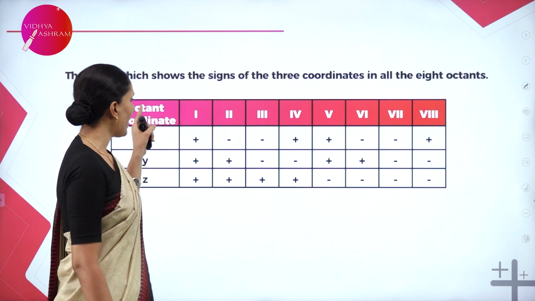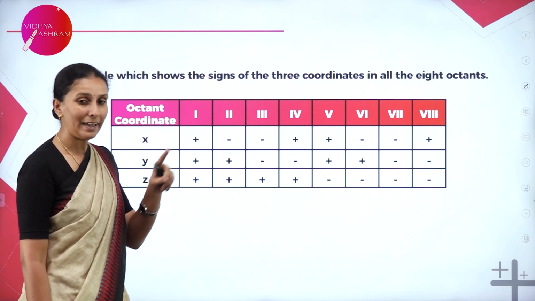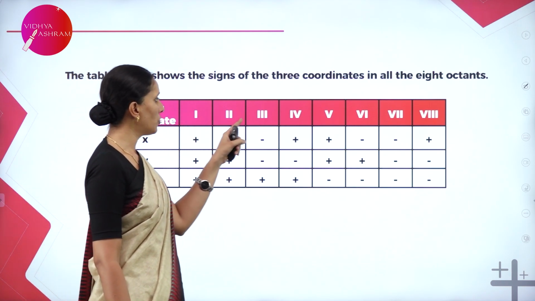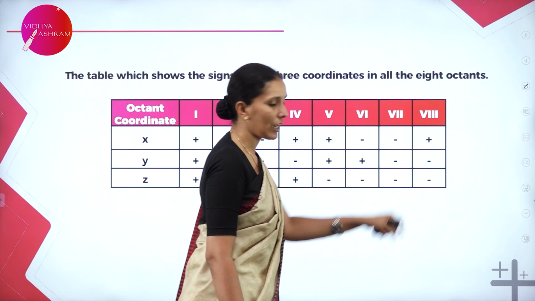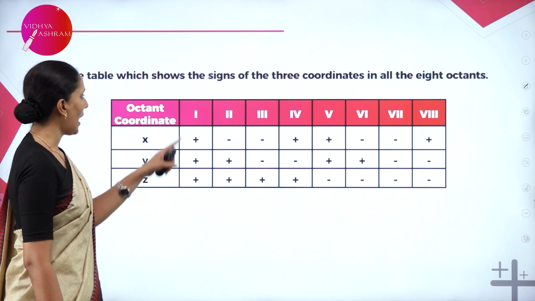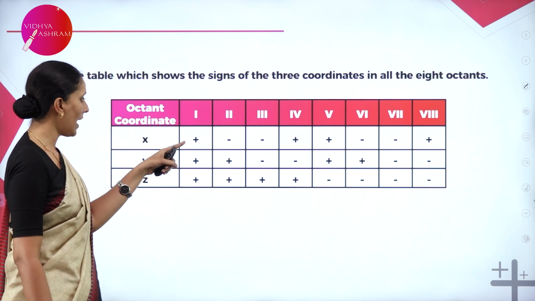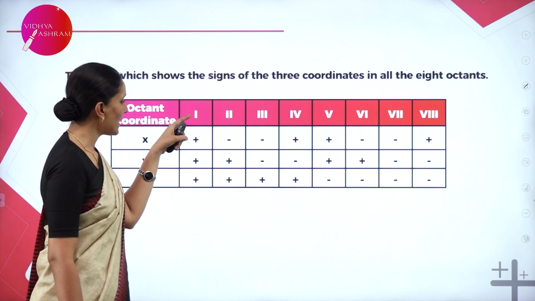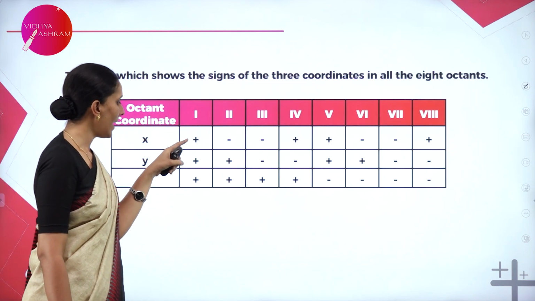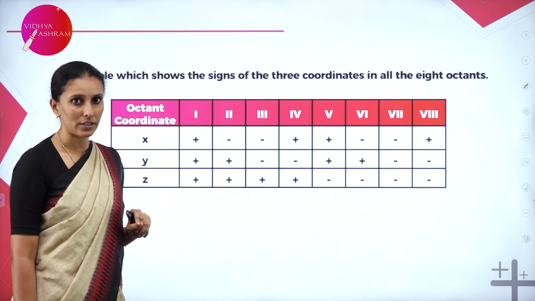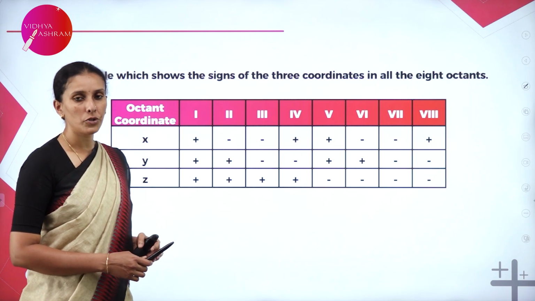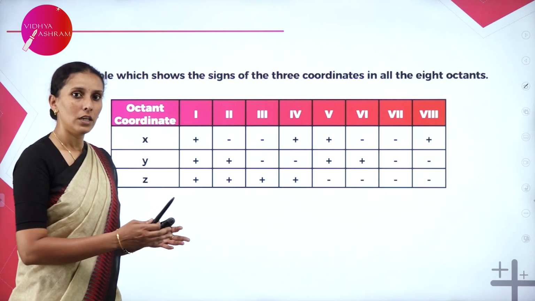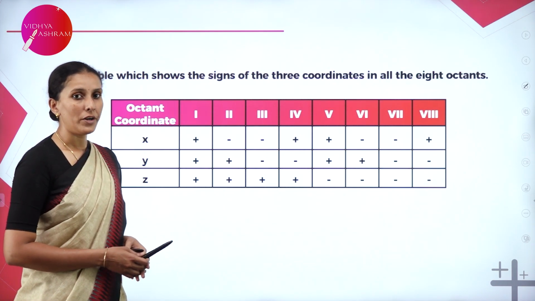So I told you we have octants. That means the entire space is divided into 8 parts. So 1, 2, 3, 4, 5, 6, 7, 8. If a point lies in the first octant, then its x, y, z values are positive. For example, 1, 2, 3 is a point where the x, y, z values are the coordinates 1, 2, 3.